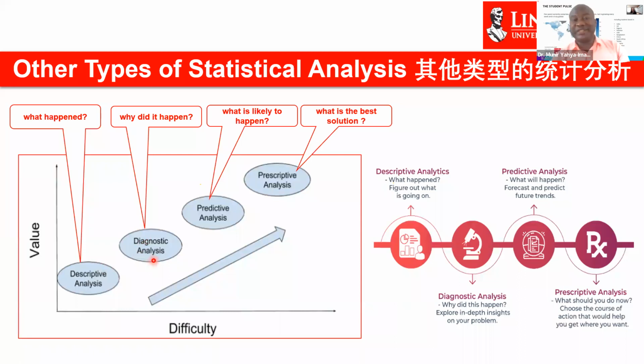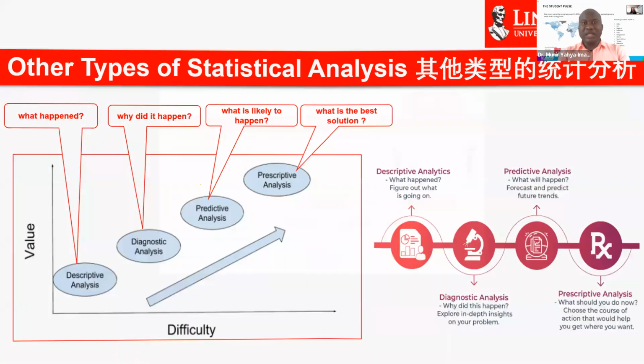Then you can also have diagnostic analysis, which is focused on why did it happen. Then we have predictive analysis, which is what is likely to happen. Then we have prescriptive analysis, which is what is the best solution to what has happened. These are the major types of analysis, among other types that are available. I'm not saying that you're going to apply all of them in your research work. Descriptive is always essential and common in every research. The others depend on the nature of your research work.